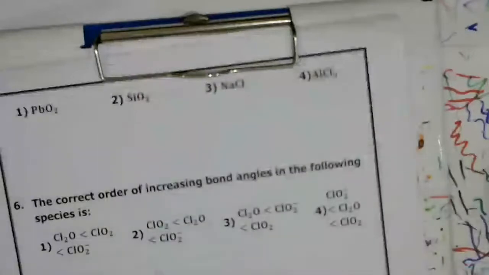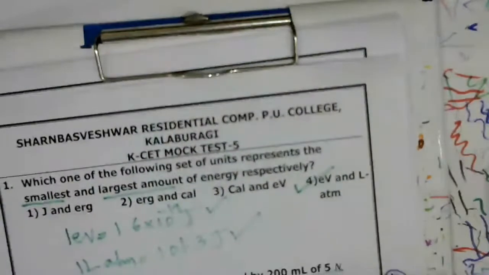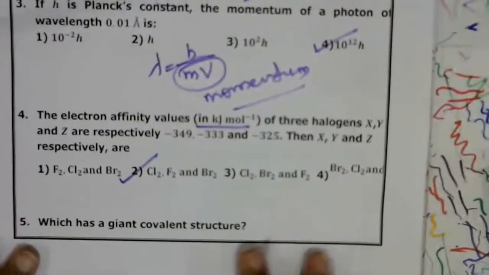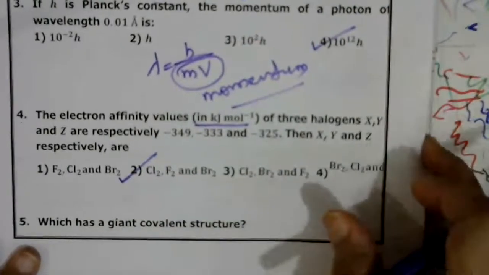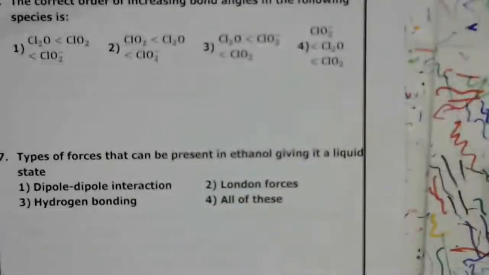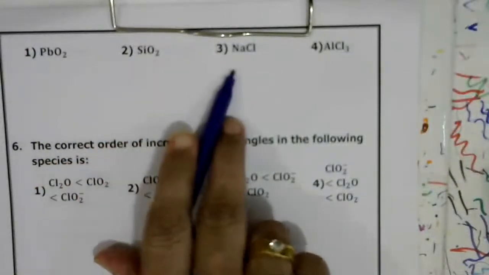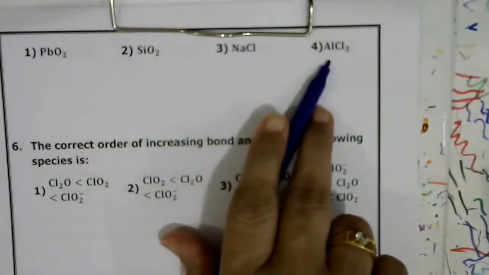Next question. Question number 5. Which has a giant covalent structure? Question number 5 they have given over here. Options are lead oxide, silica, sodium chloride and AlCl3.